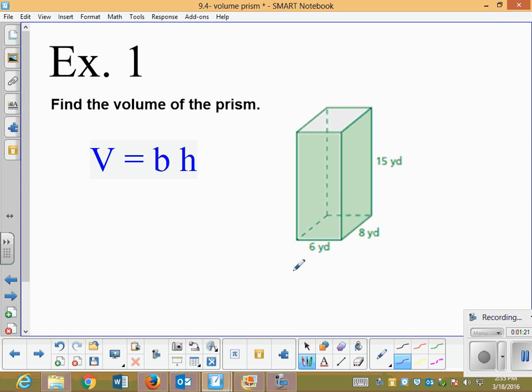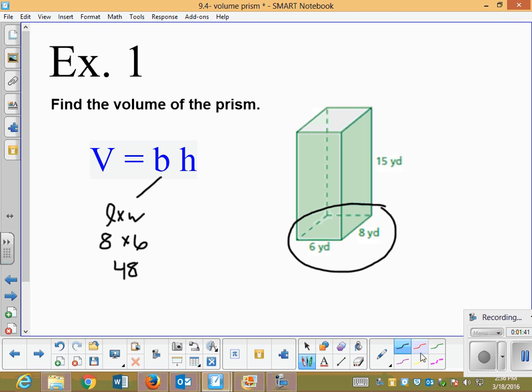Here's my example. What we're going to first do is find what the base is, and I notice that the base is a rectangle. So I'm going to remember that a rectangle's area formula is length times width. Length is 8 and the width is 6. So I'm going to do 8 times 6. 8 times 6 is 48. And then I'm going to look to see what my height is. I notice my height is 15. So I'm going to say 15 here.